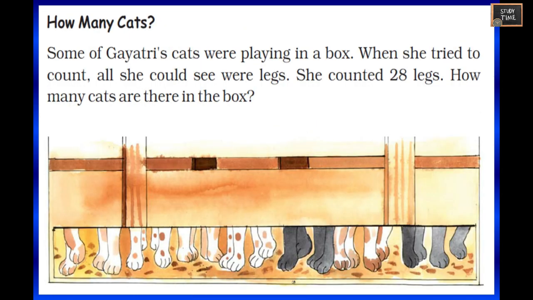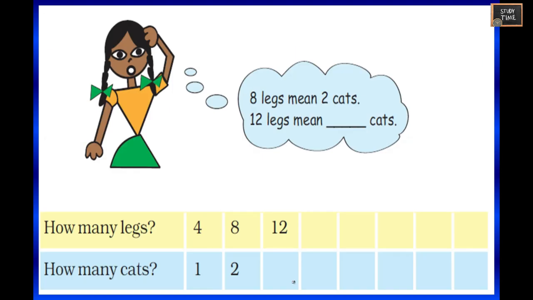Next, how many cats? Some of Gayatri's cats were playing in a box. When she tried to count, all she could see were legs. She counted 28 legs. How many cats are there in the box? So you all know that each cat has 4 legs. So she saw 28 legs. So 8 legs means 2 cats.